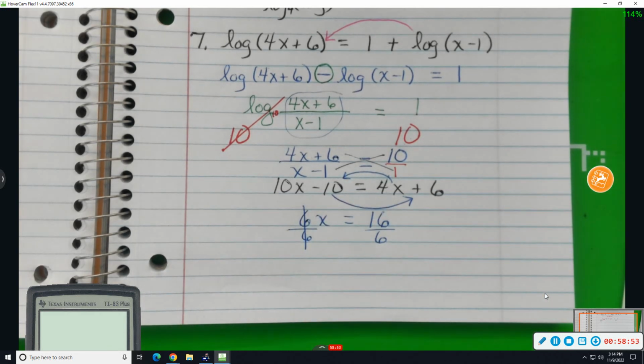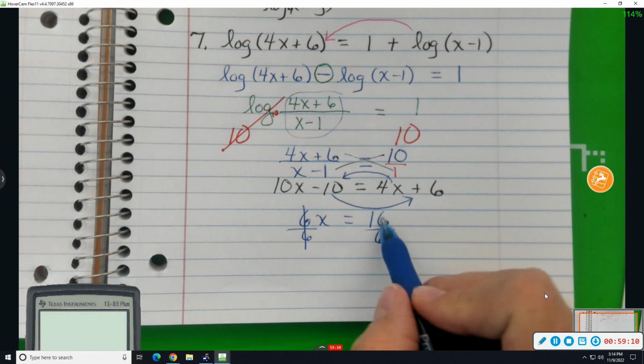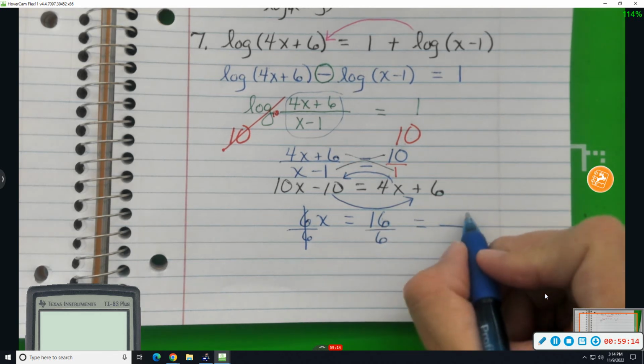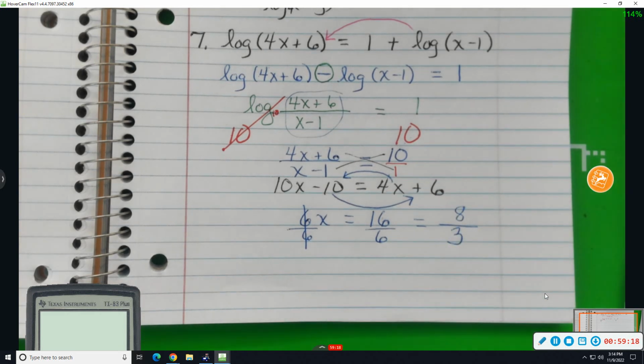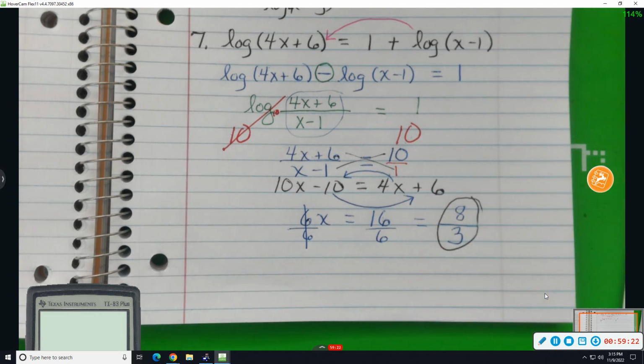If this were on a test and you type in 16 over 6, it's going to count it wrong completely, whereas really, I wish it would just take off just a little bitty bit. Why? Well, what can I do to reduce that? What can I divide both of those by? Yeah, if I divide both of those by 2, I get 8 over 3. That's my answer. Okay.